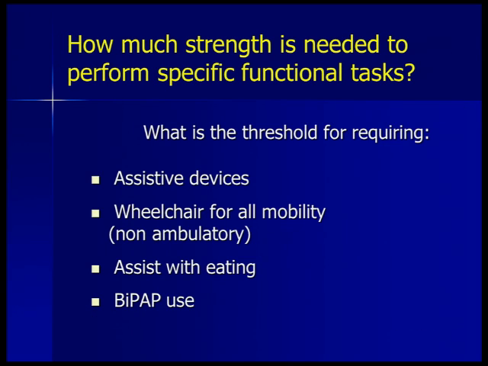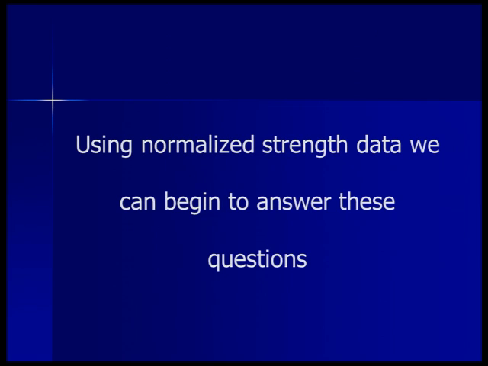So how much strength is needed to perform specific functional tasks? Is there a threshold of strength that's needed to require certain assistive devices, to know when a patient may need a wheelchair and become non-ambulatory, when a patient may need assistance with eating or need BiPAP? So we can use normalized strength data to begin to answer some of these questions. And we looked at a large database from the Northeast ALS Consortium to try to answer these questions.